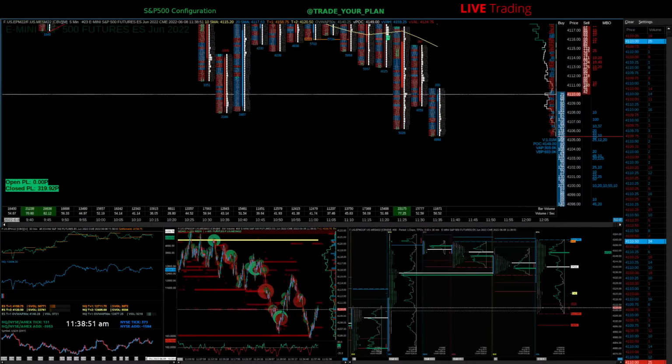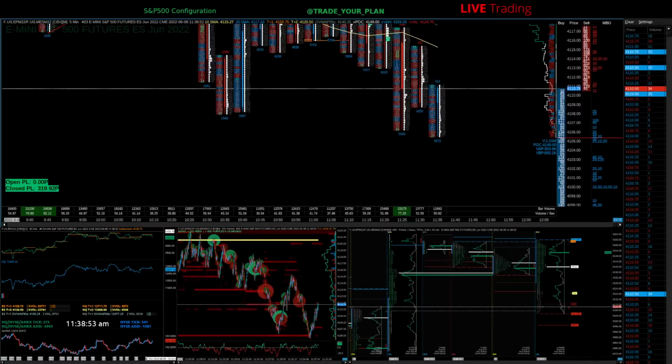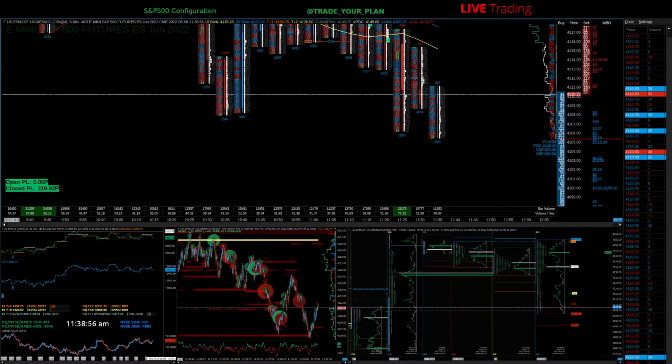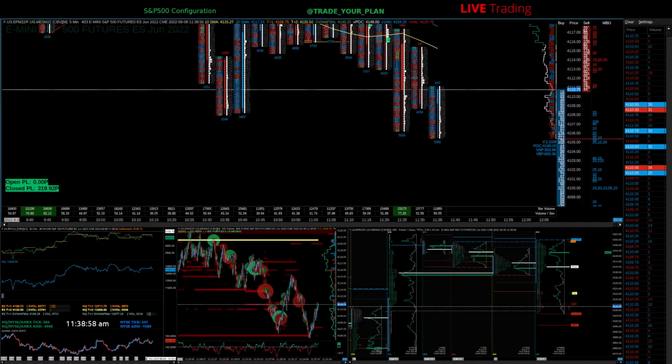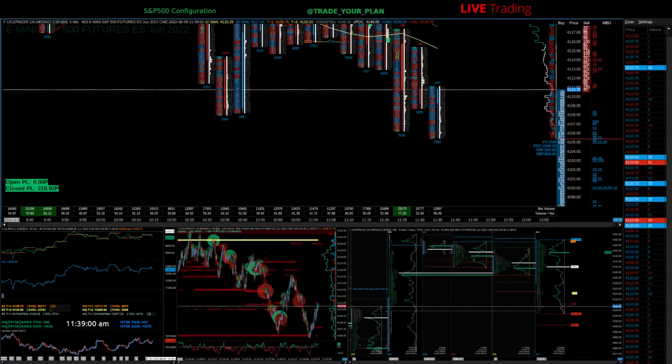Still missing a wave 5. Daily bars are very on the down move. Yeah, I mean, it's kind of H pattern-ish, isn't it?